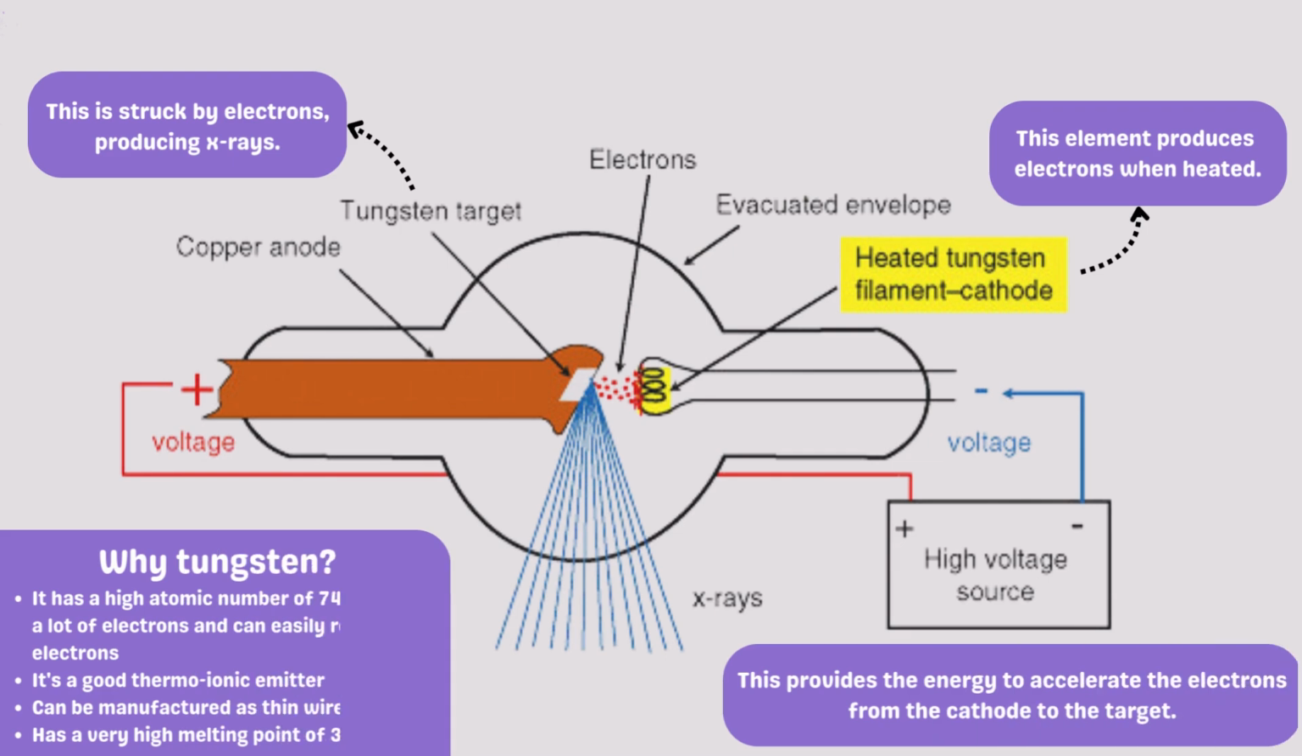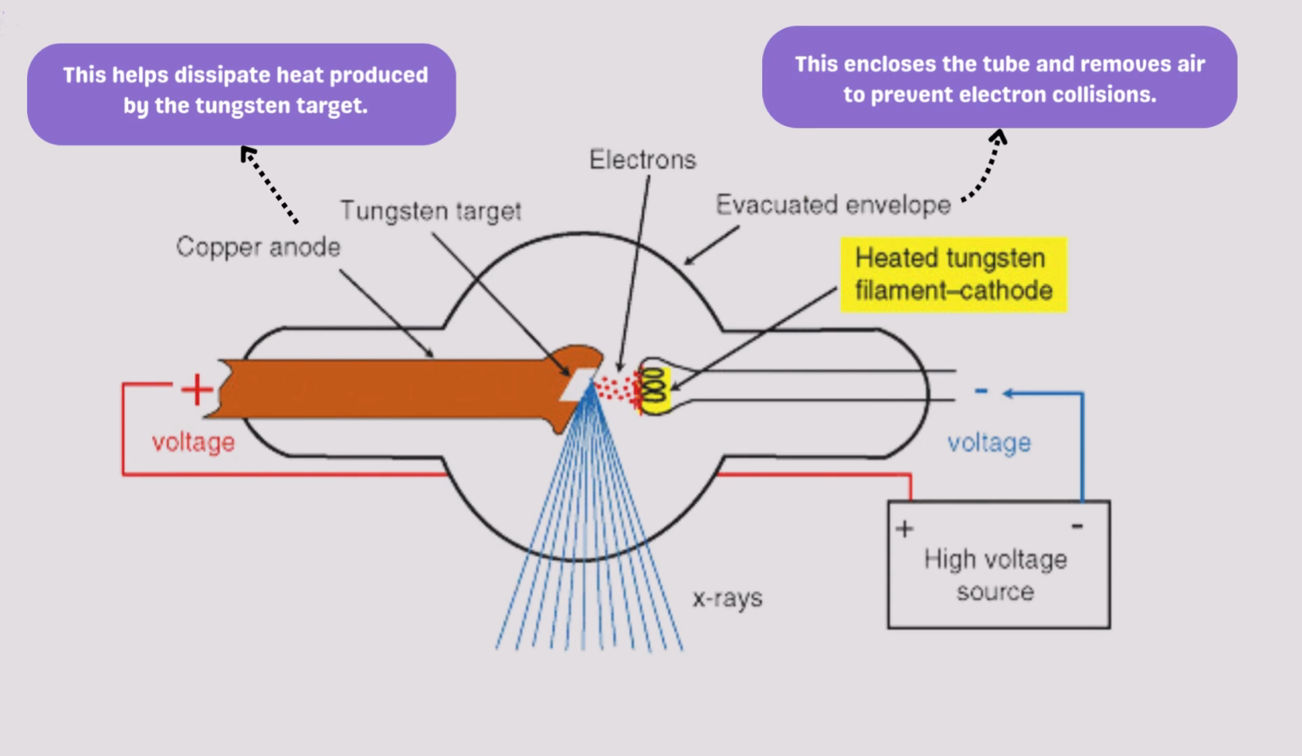X-ray tube components. First, heated tungsten filament cathode. This element produces electrons when heated. Tungsten target. This is struck by electrons, producing X-rays. High voltage source. This provides the energy to accelerate the electrons from the cathode to the target. Evacuated envelope. This encloses the tube and removes air to prevent electron collisions. Copper anode. This helps dissipate heat produced by the tungsten target.